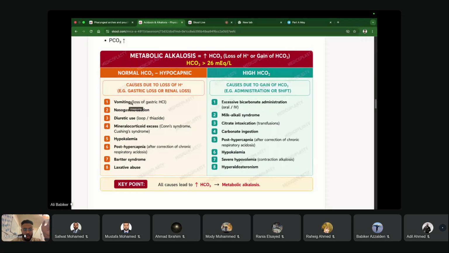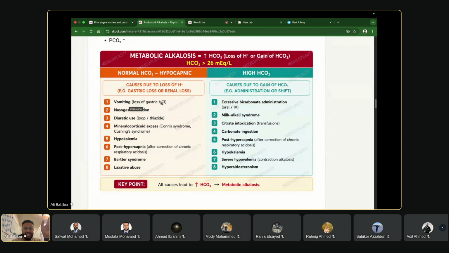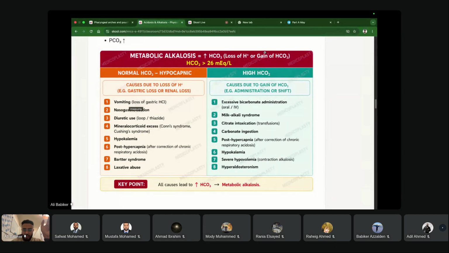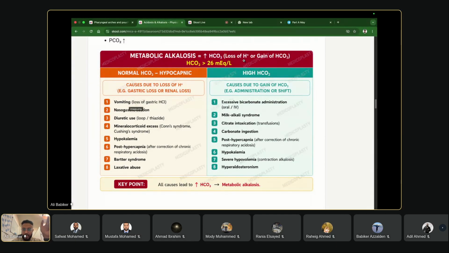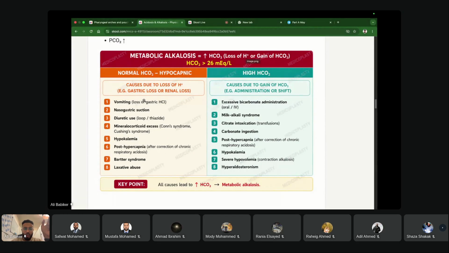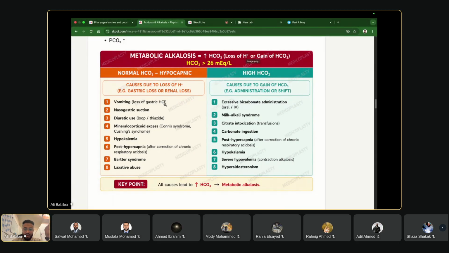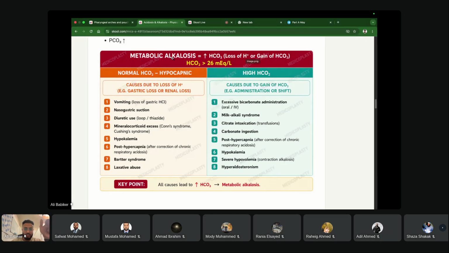Vomiting will lead to loss of gastric HCl. So gastric HCl, meaning you will lose the H plus. As you can see here, we said it's loss of H plus, meaning loss of the acid. So when you vomit, you will lose HCl. That's acid. You lose H plus. That will lead to metabolic alkalosis. Okay?